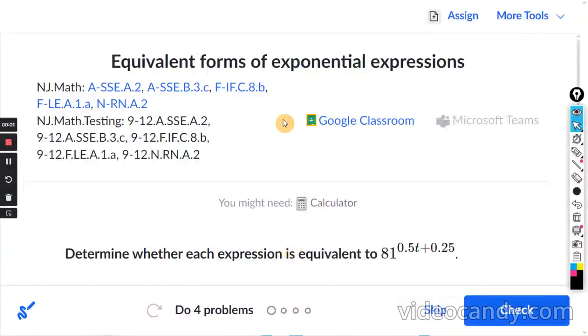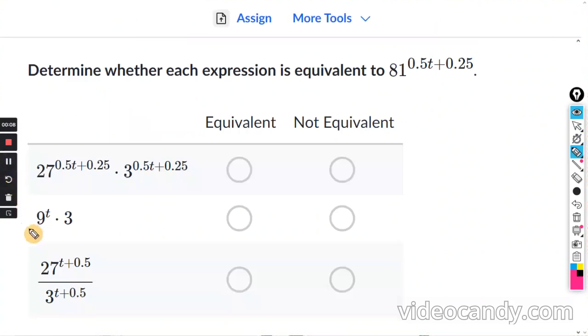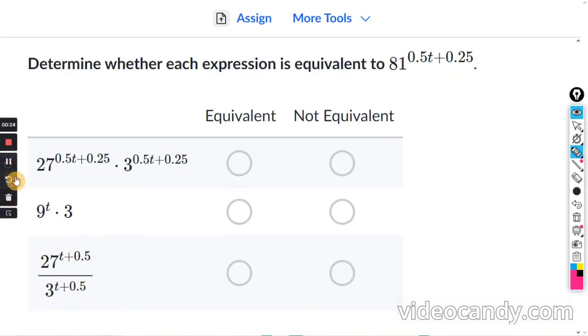This will be for the exercise, equivalent forms of exponential expressions. So I believe for all of these problems, we will be given an original expression, and then we want to see if they are equivalent to each of these three following expressions. Now, in most cases, I think the best approach will be to get the smallest base number.